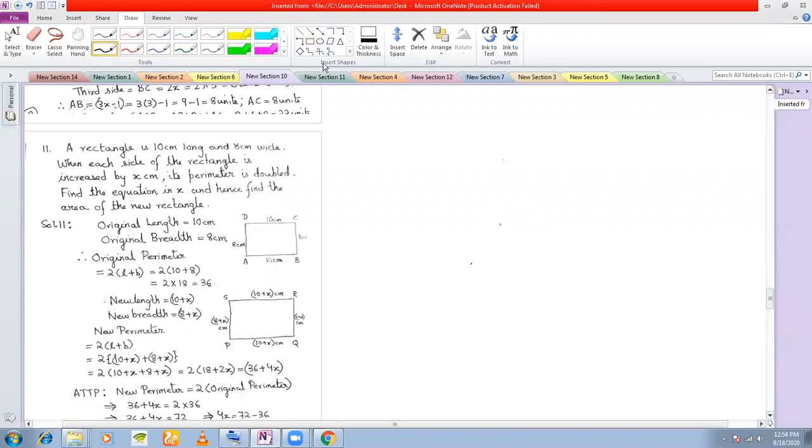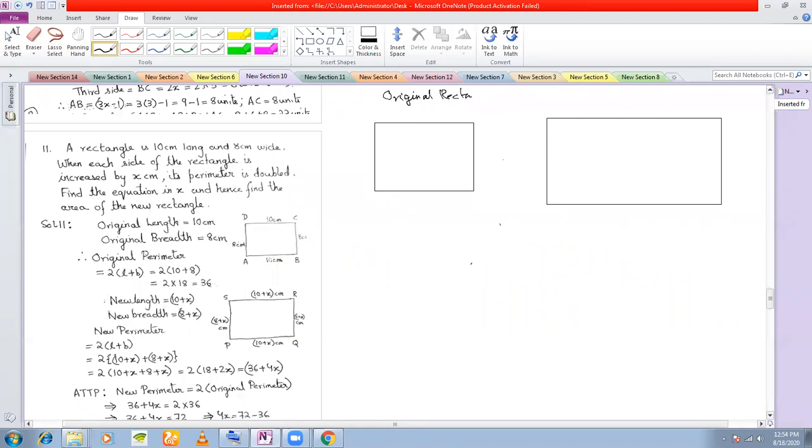Okay, so let us draw two rectangles. This is my original rectangle, and this is a rectangle in which I have increased the length and breadth. So this is my original rectangle, and this is my new rectangle. What are the length and breadth of the original rectangle given? Let us call this rectangle ABCD. Let us call this rectangle PQRS.